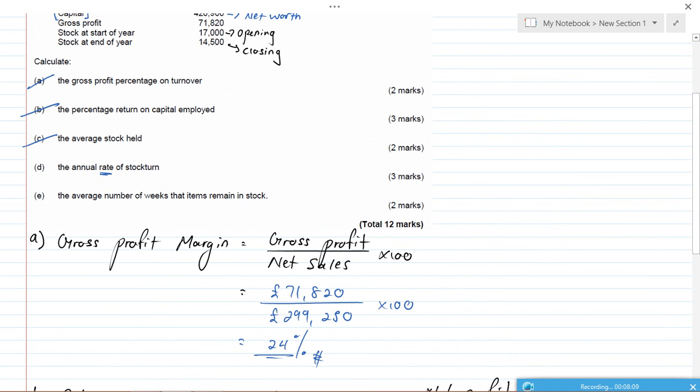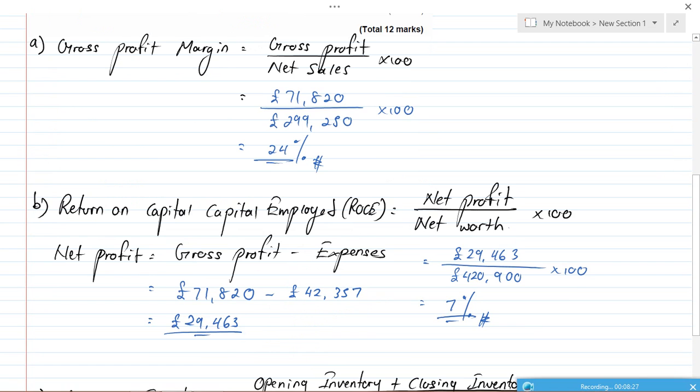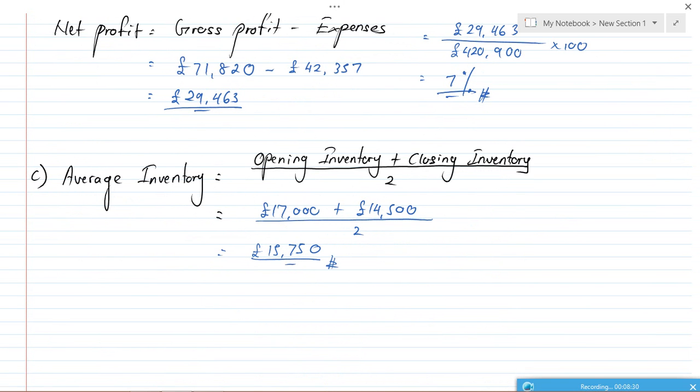Annual rate of stock turn. If they use the word rate, you must be careful. That means you must count how many times. Your answer must be times. So therefore, if you still remember, in our inventory turnover, we got two formulas. They're asking for a rate, so they're asking for the first formula in our inventory turnover.